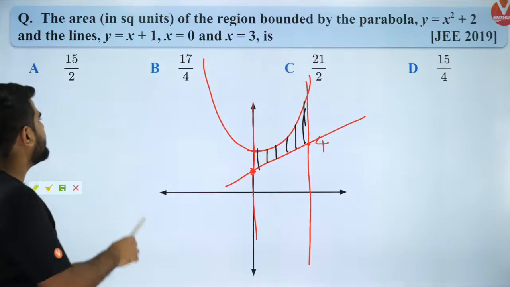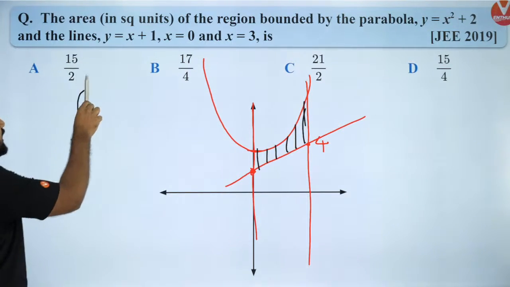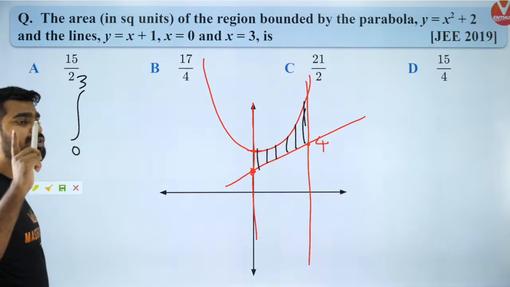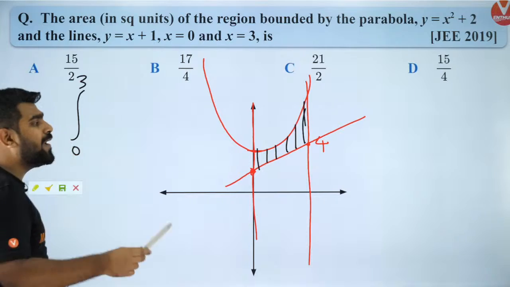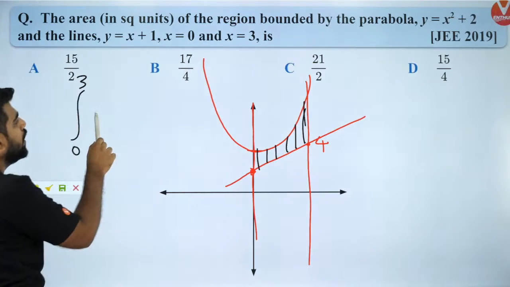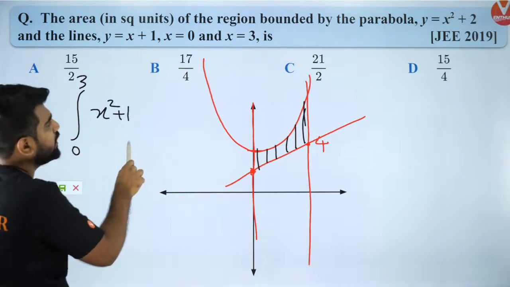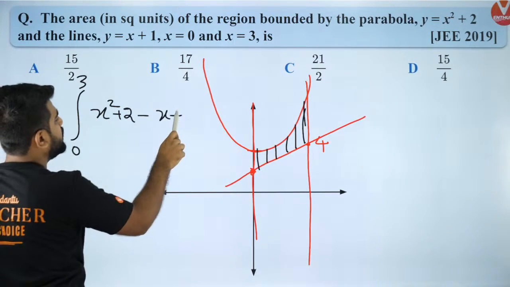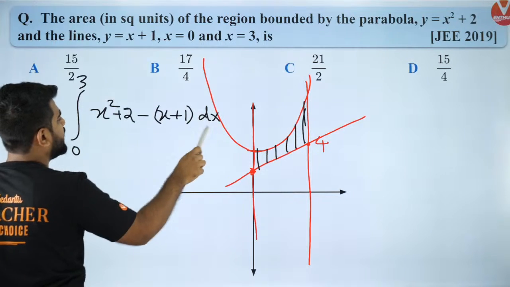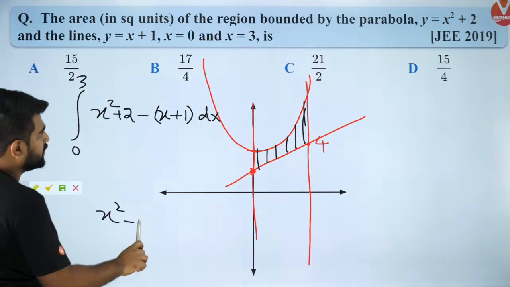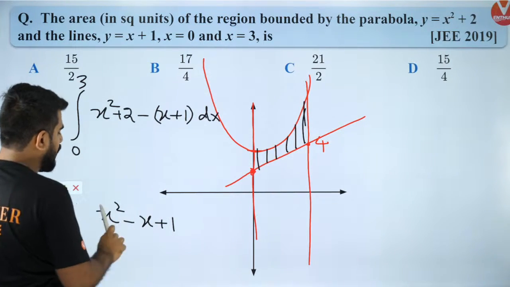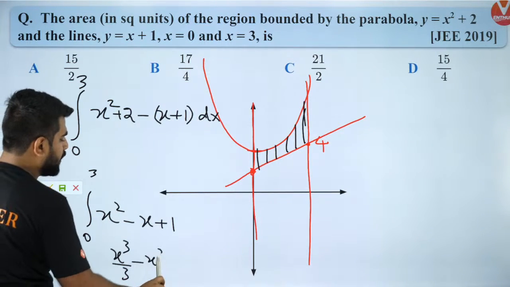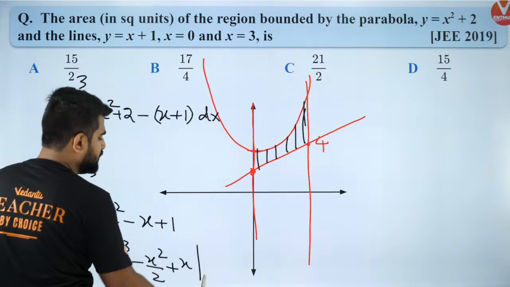Everybody? So it is nothing but the integral from 0 to 3 of upper function minus lower function. Always remember, this is how you find out the area. It is always upper function minus lower function. What is the upper function? x square plus 2, right? Minus the lower function, which is x plus 1. So that's what you have to integrate. I hope you guys can do that. So it will be x square minus x plus 1, and you have to integrate it from 0 to 3. So it will be x cubed by 3 minus x square by 2 plus x from 0 to 3.